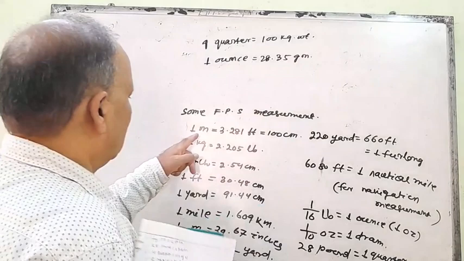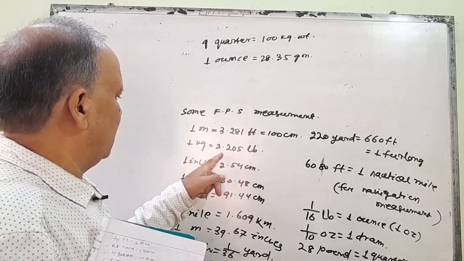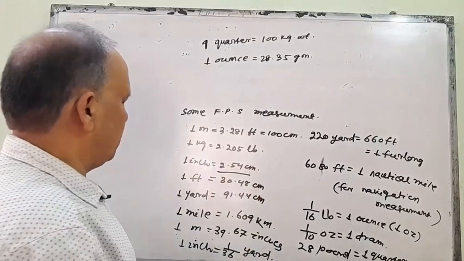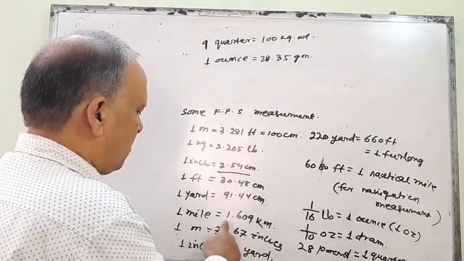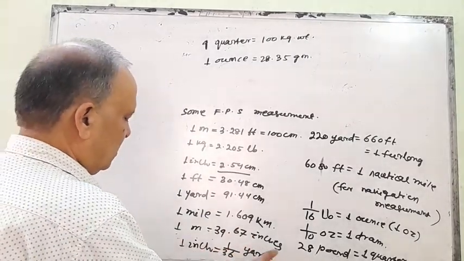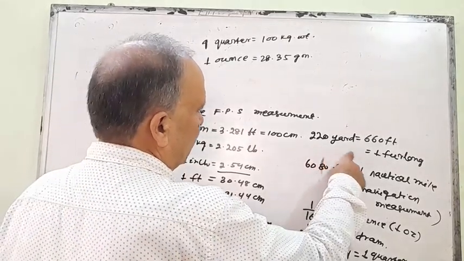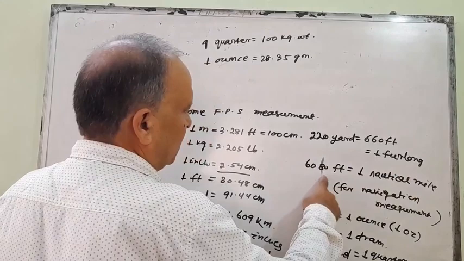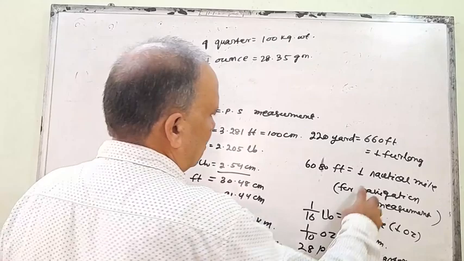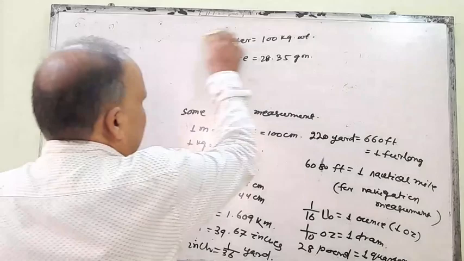These are very important. 1 meter is equal to 3.281 feet, 1 kg is 2.205 pound, 1 inch is equal to 2.54 centimeter, 1 mile is equal to 1.609 kilometer, 1 inch is equal to 1 by 36 yard, 220 yard is equal to 1 furlong, 6080 feet is equal to 1 nautical mile, and like this. These are some important measurements in the FPS system.